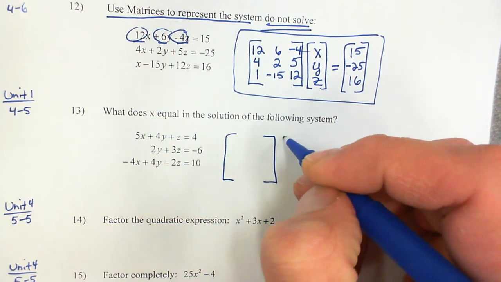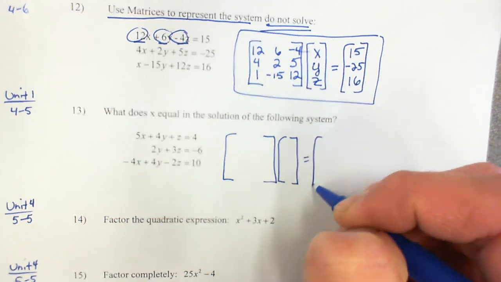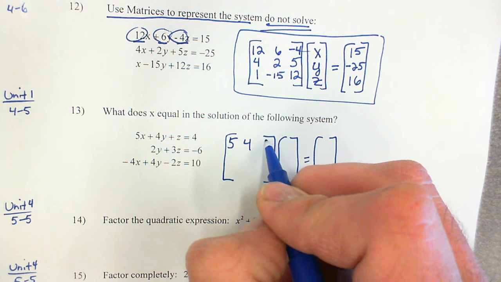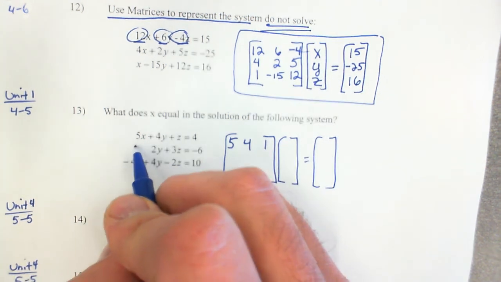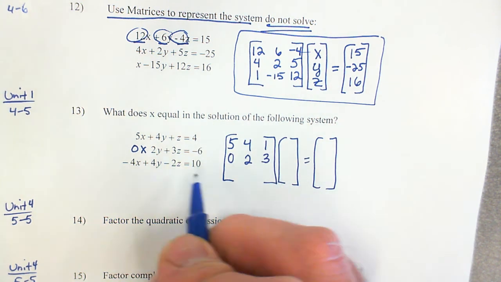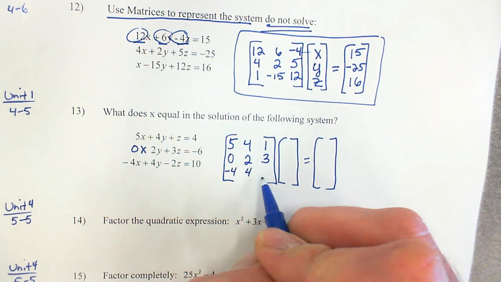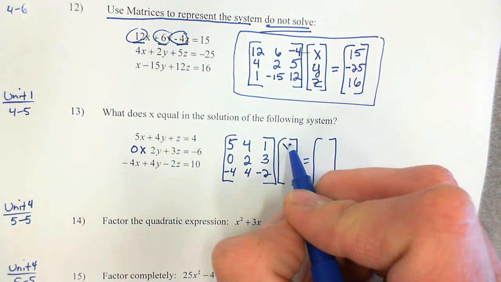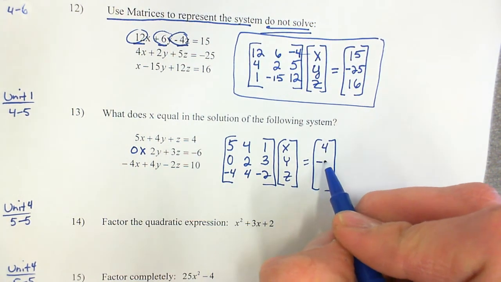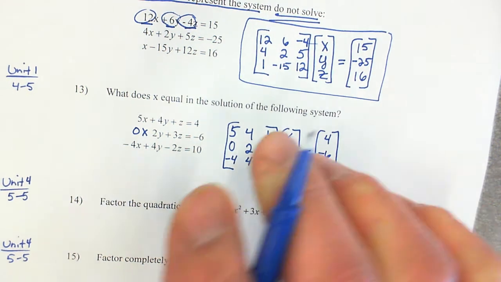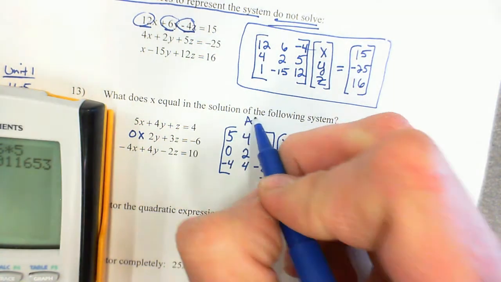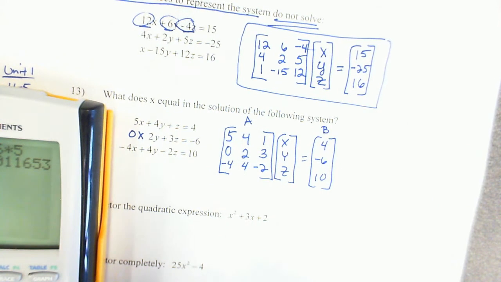So on here, again, setting up your matrices. We've got 5, 4, and a 1. Over here, we have 0 x's, so this is 0, 2, and a 3. Then we've got -4, 4, and -2. This is x, y, and z. And then here we've got 4, -6, and 10. So if we were going to plug this into our calculator, this is going to go in the matrix A. This is going to go in the matrix B.